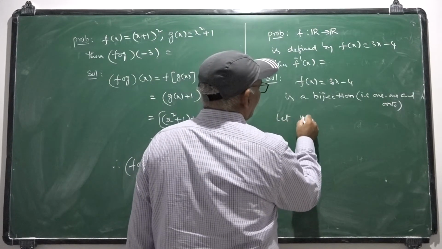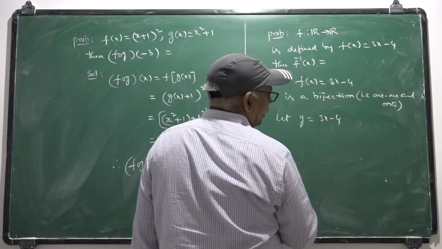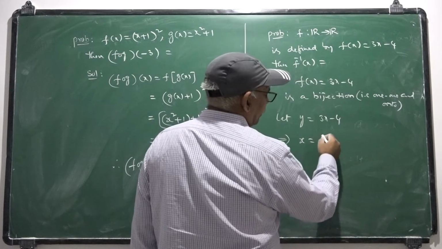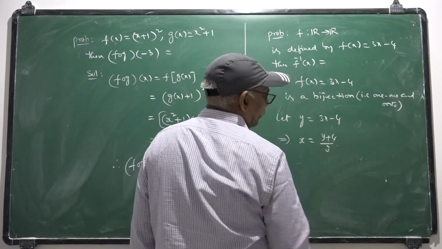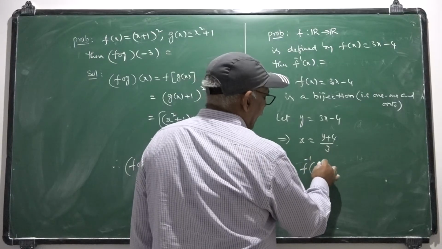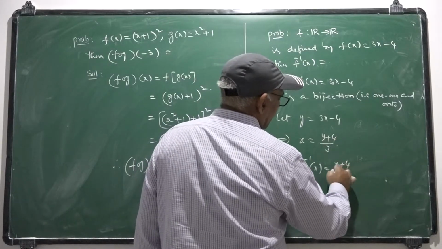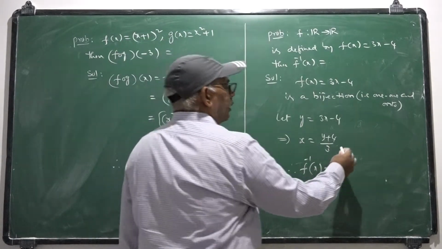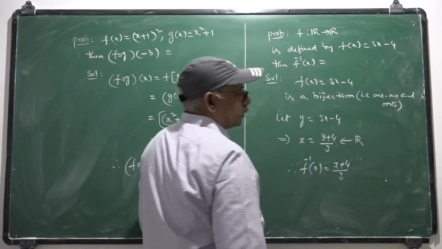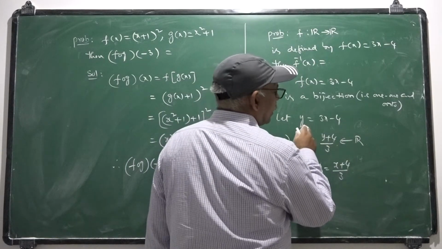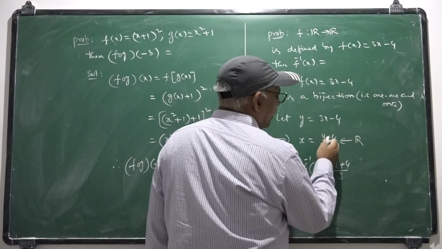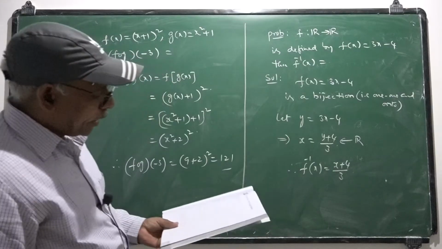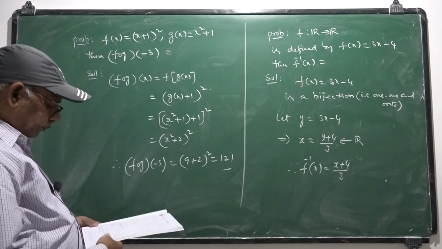So to get the inverse, let y equal to 3x minus 4. That gives us x in terms of y. That is (y plus 4) by 3. Therefore, f inverse of x is, replacing y with x here, to get the inverse function. Clearly it exists. It belongs to R. So hence, once y is a real number, (y plus 4) by 3 is also a real number. It exists. Hence, f inverse x equal to (x plus 4) by 3 itself.